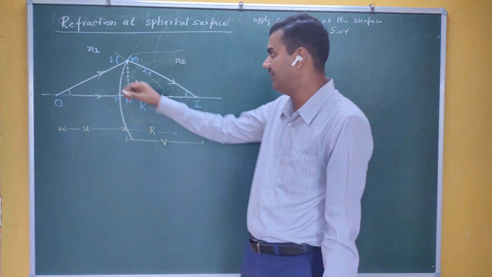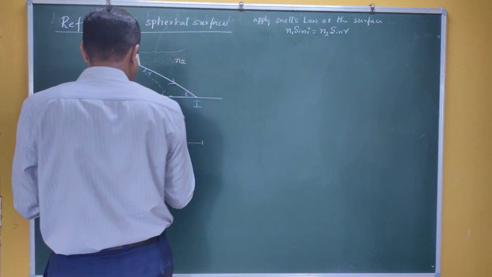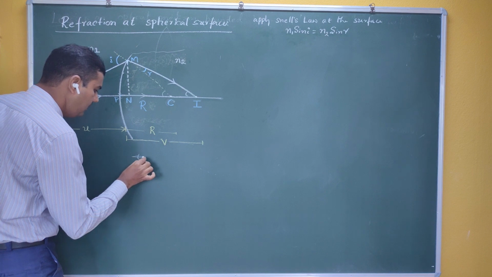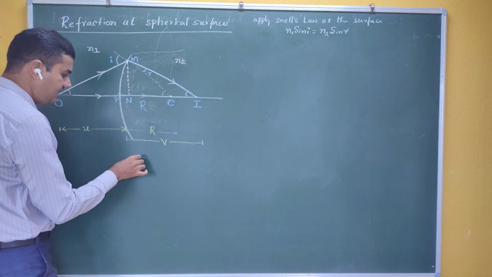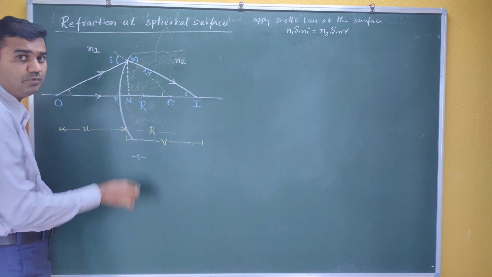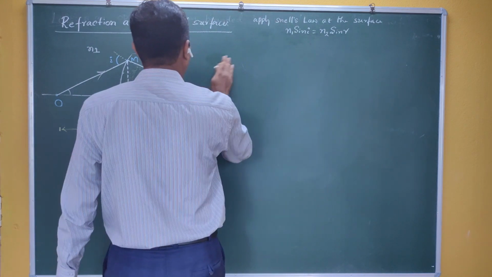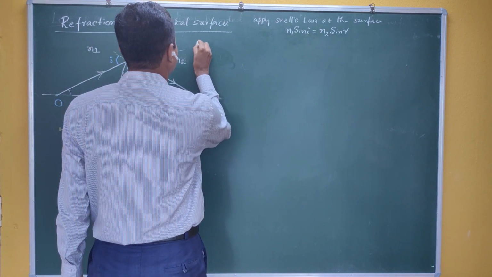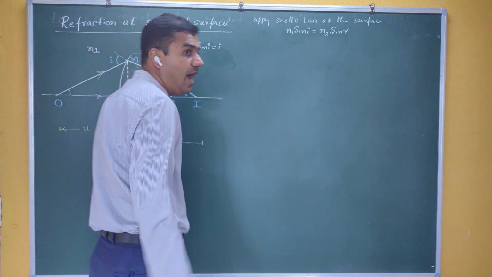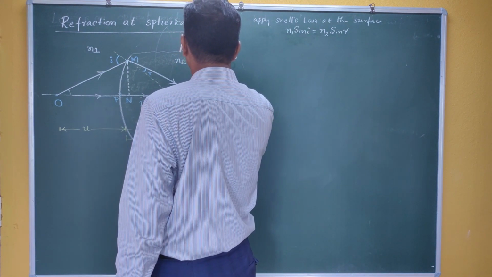But here, as I already said, I and R are very small. The actual figure is not bigger in size, the actual size is like this. If you take I and R, you can see they are very small angles. Therefore, if angles are small, if I is small, then trigonometry says that sine of I is equal to I. If angles are small, then tan of I is equal to I.